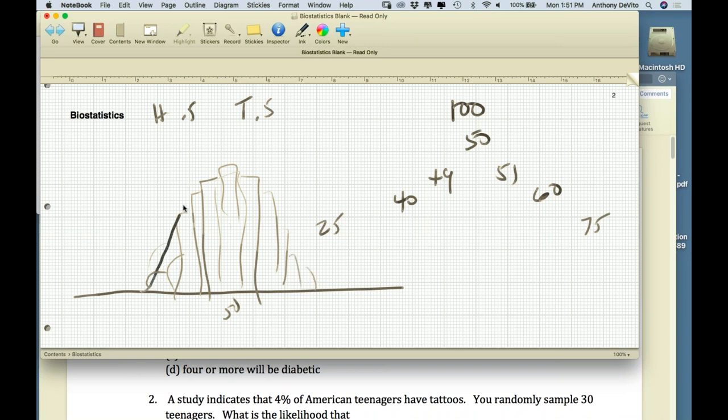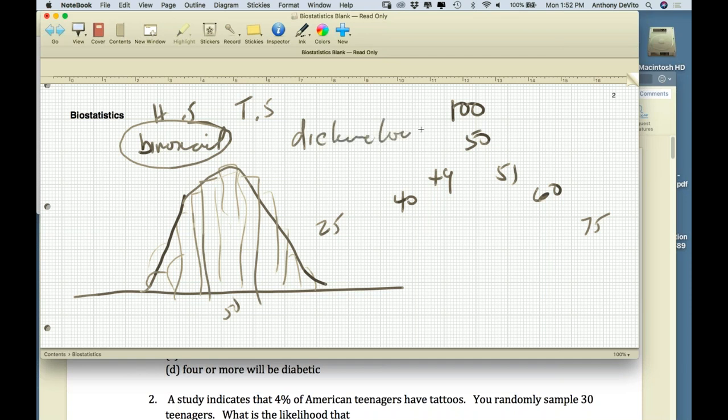So what are we getting here? We're getting this kind of bell-shaped curve, right? Everybody okay with that, that bell-shaped curve? Right, that's called the binomial distribution. Now, this distribution is a special distribution, because it's based on a distribution of results of a variable that is dichotomous, right? Because it can only have two values, yes or no, male or female, diabetic, not diabetic, and so on and so forth.